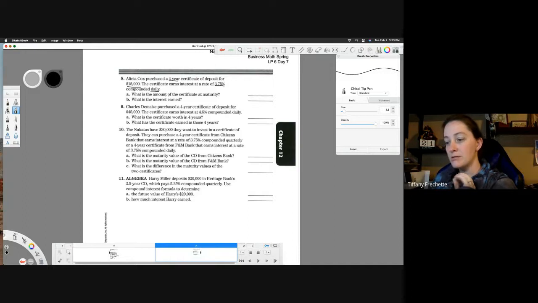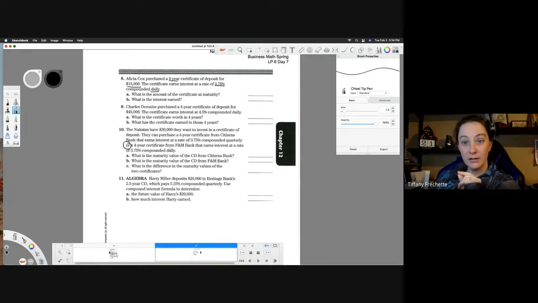The next couple are pretty much identical. The only difference with number 10, I'm going to point out, is it says or. So we're making a choice here. So the Nakatas have $30,000 they want to invest in a certificate of deposit. They can purchase a 4-year certificate from Citizens Bank that earns interest at a rate of 3.75 compounded quarterly, or a 4-year certificate from F&M Bank that earns interest at a rate of 3.75 compounded daily. So they have to make a choice.